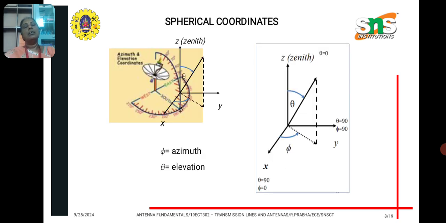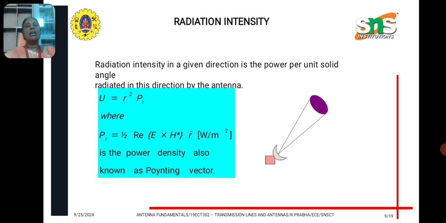And the antenna parameters and antenna analysis are always done in the spherical coordinate system, because the antenna radiates spherical waves, and the spherical coordinate system is useful for analyzing the antenna parameters. And next, an important parameter is called radiation intensity. Radiation intensity of an antenna in a given direction is the power per unit solid angle.